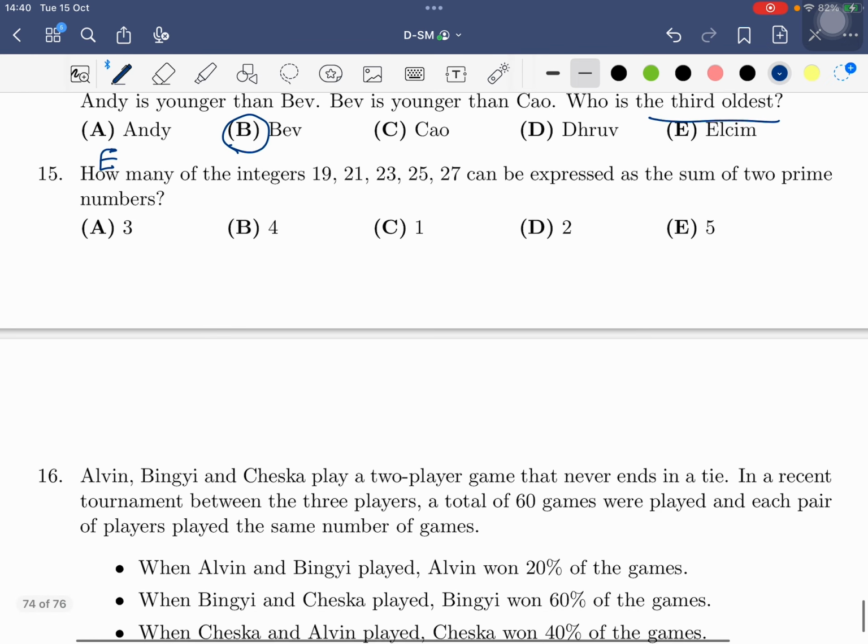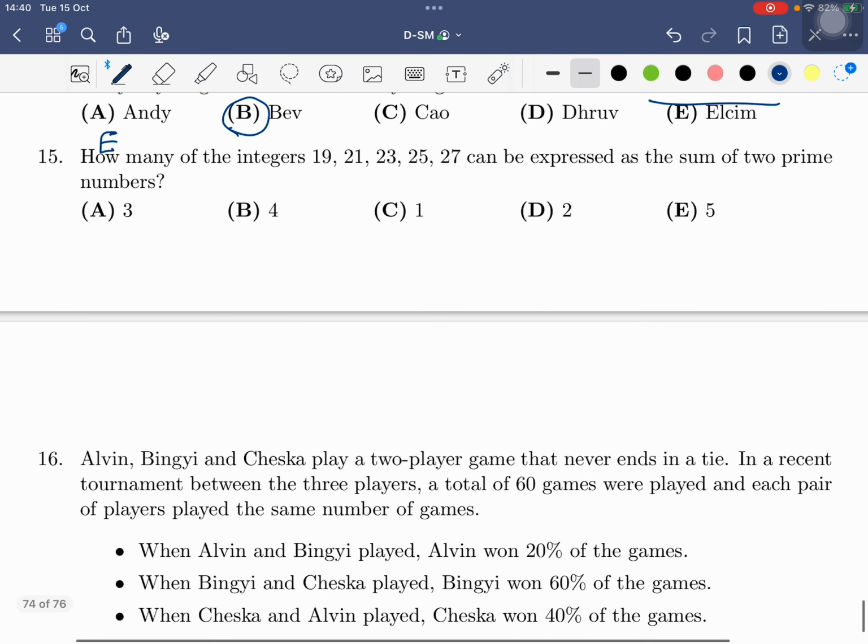Number 15. How many of the integers can be expressed as the sum of two prime numbers? So for example, other than the number 2, all prime numbers are odd numbers.